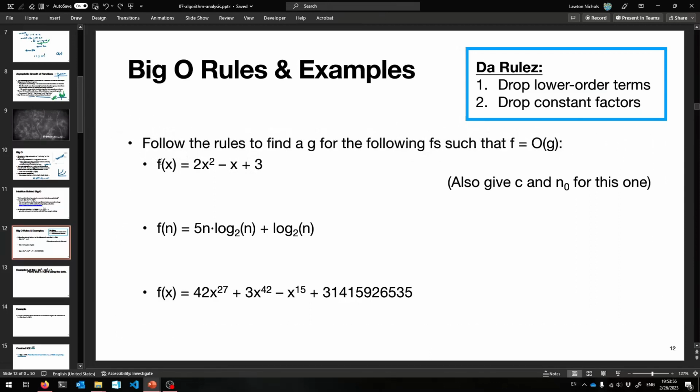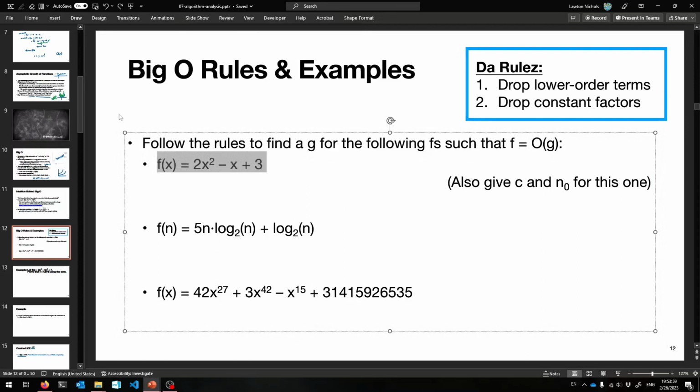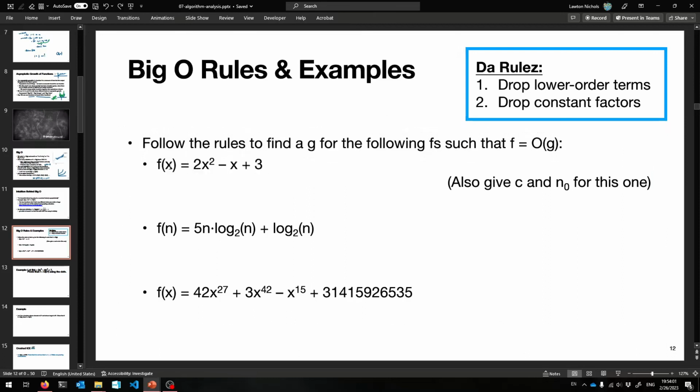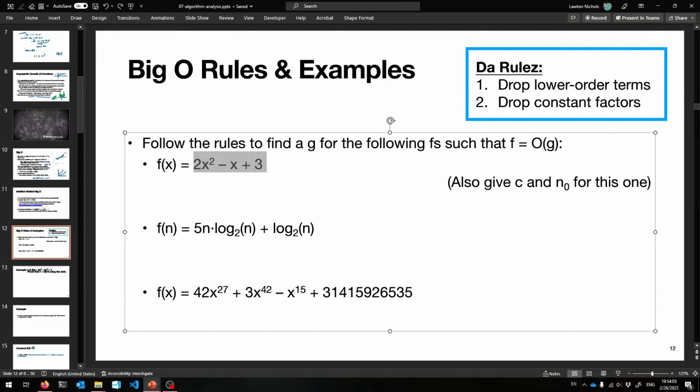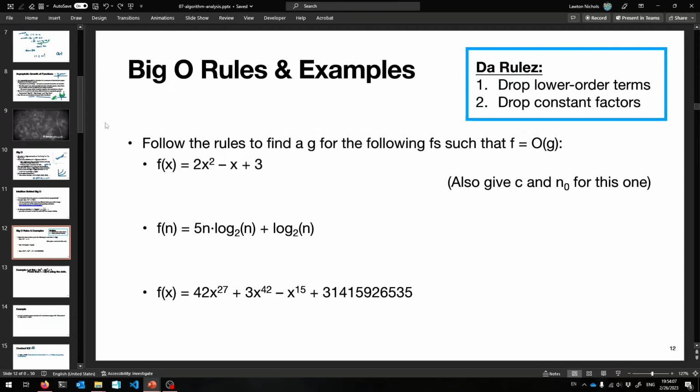All right? Here's an example function. Say we count that our function, for an input size x, runs 2x squared minus x plus 3 lines of code, for example. That's what we care about. And so we would like to calculate what is that big O of?